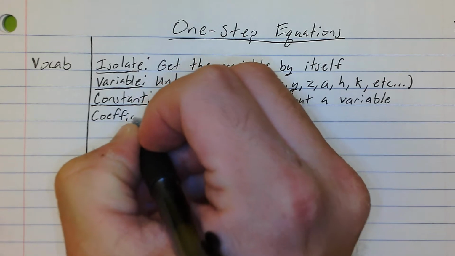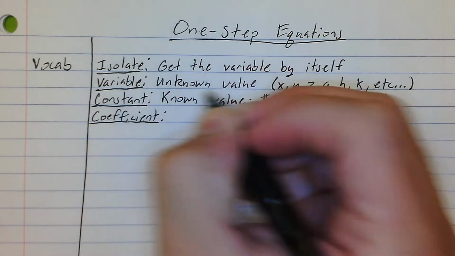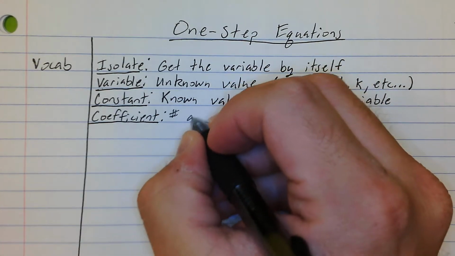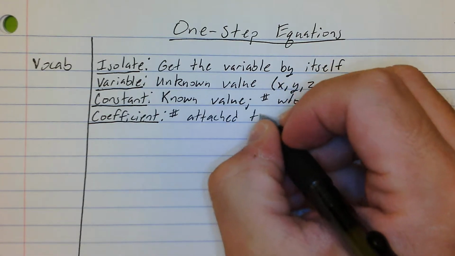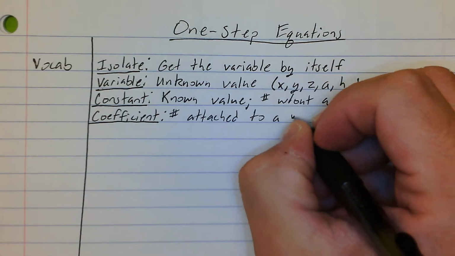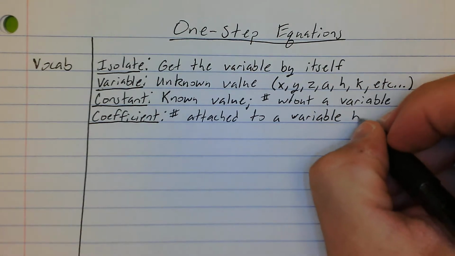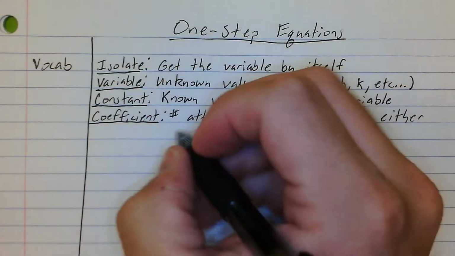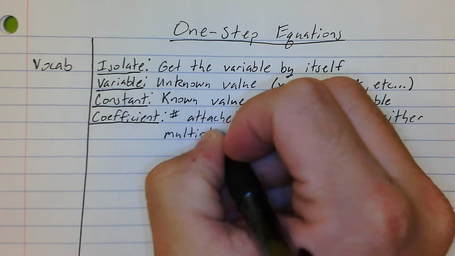Next term is coefficient. So the coefficient is a number attached to a variable. And it's attached to the variable by either multiplication or division.